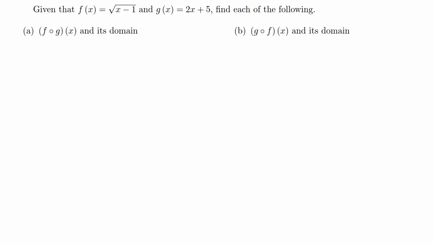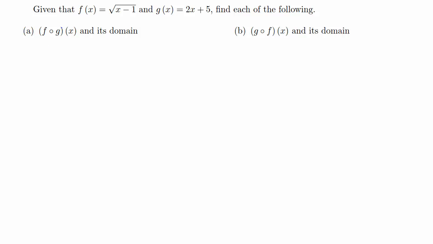Hello. In this video, we're going to let f of x equal the square root of x minus 1 and g of x equal 2x plus 5. Then we're going to find the compositions f composed of g of x and g composed of f of x and their resulting domains.